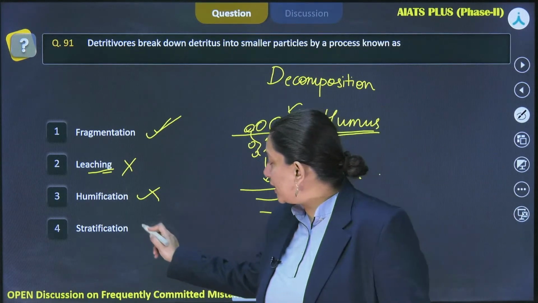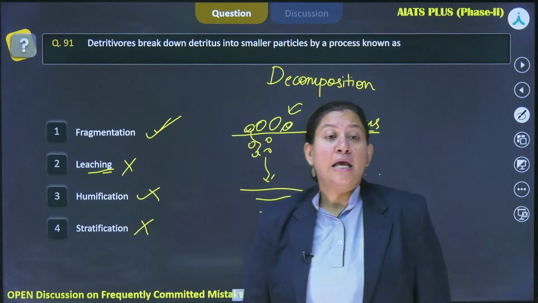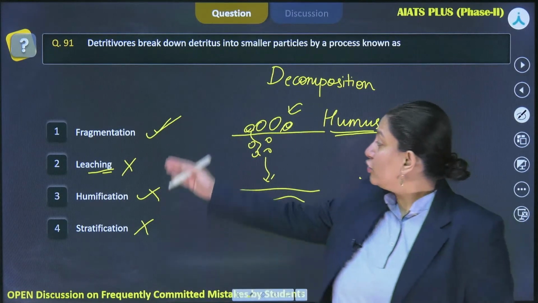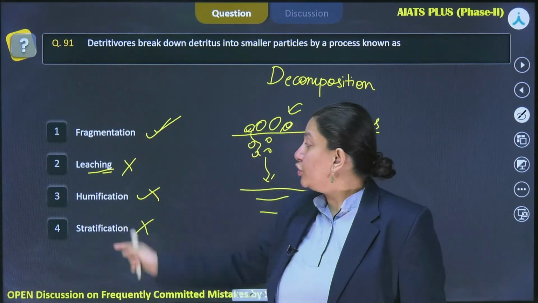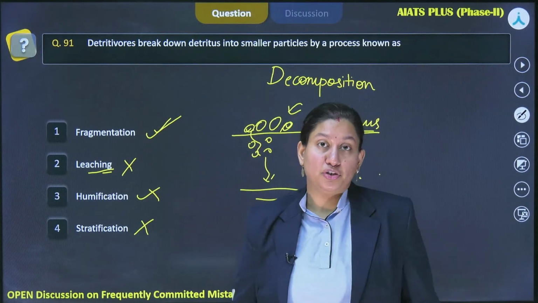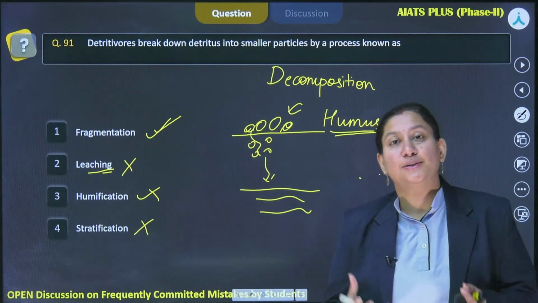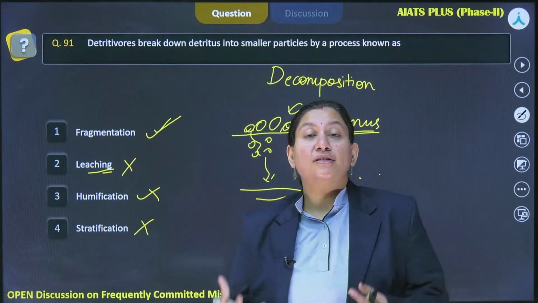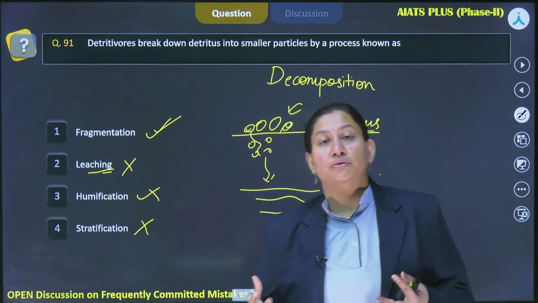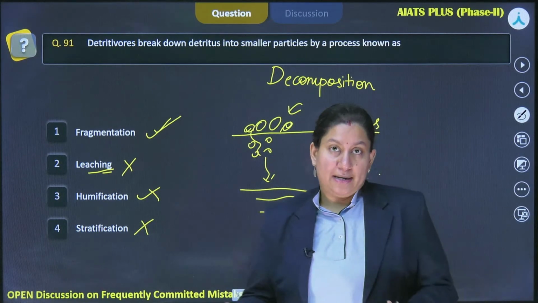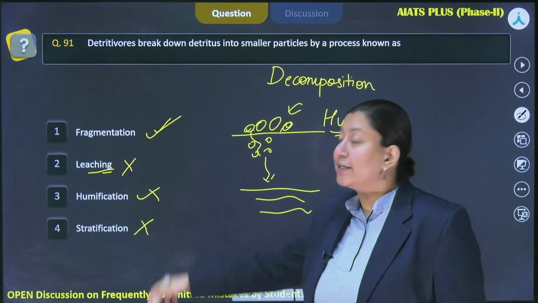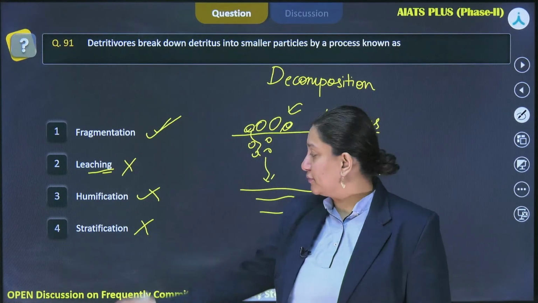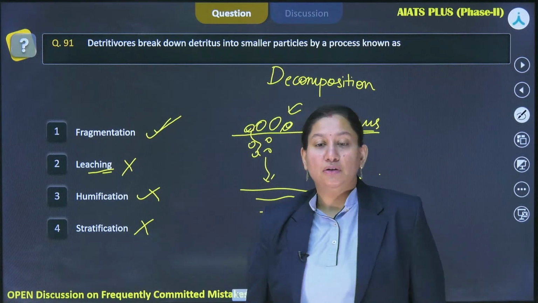Then we have stratification. This could also be ruled out because stratification is not at all utilized during decomposition. It is a structural aspect of an ecosystem which talks about the vertical distribution of the species in an area, right? So this is not even included in the decomposition process. That's why we could rule out this particular option.